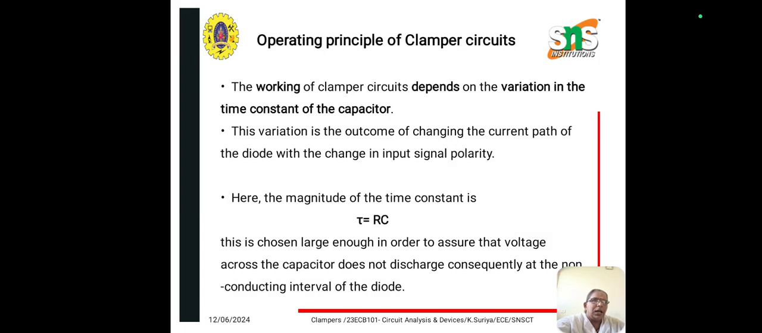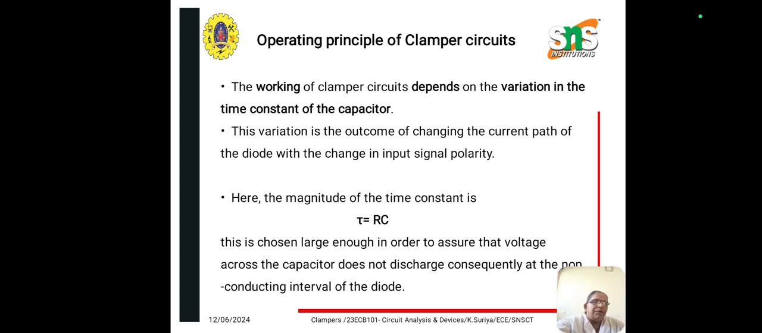Clamper circuits are constructed in a similar manner as that of clipper circuits. However, clamper includes an extra charging element, that is the capacitor, in its circuitry. The combination of resistor and capacitor in the clamper circuit is used to maintain different DC level at the output of the clamper. Now, let us see the operating principle of clamper circuits.